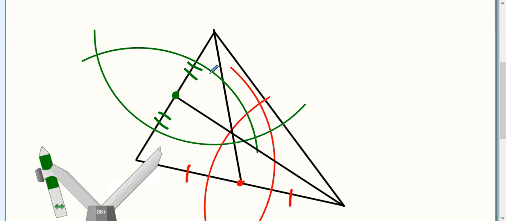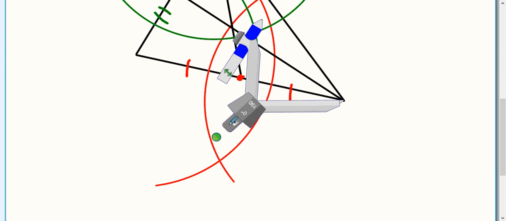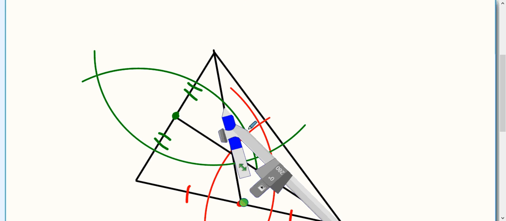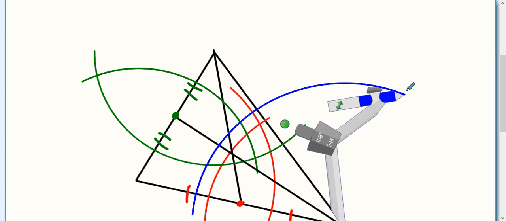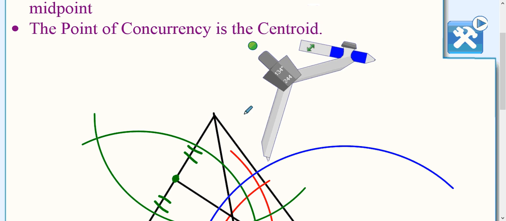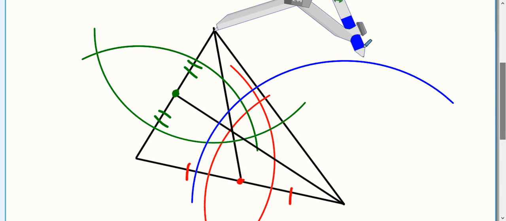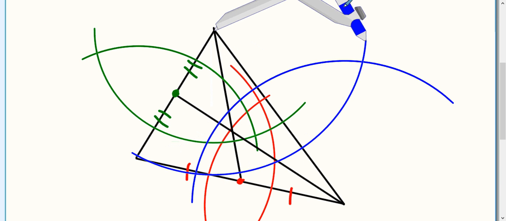And if we do that with the third side, make sure your compass is stretched more than halfway. Do it from both vertices. Use your straight edge to find the midpoint again. So there's the midpoint. These sides are congruent.